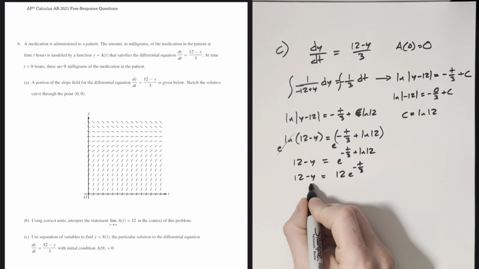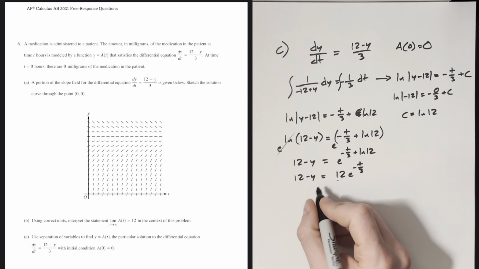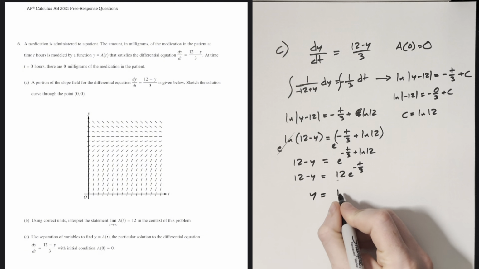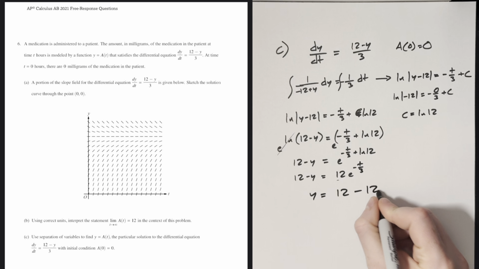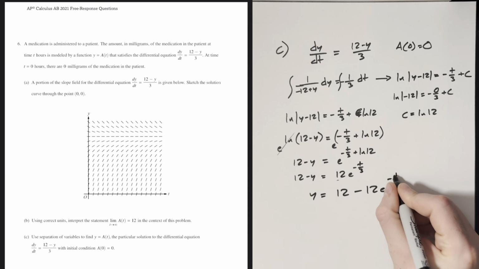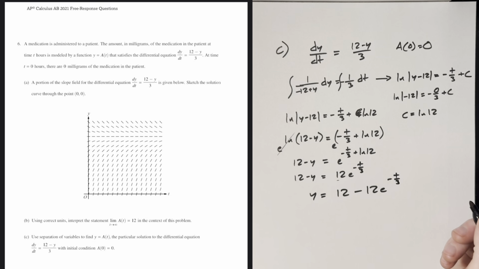So now to solve for y, I just add y over, subtract this, and I get y equals 12 minus 12 e to the negative t over 3. And that is equal to a of t. And that will be our final answer to part C.